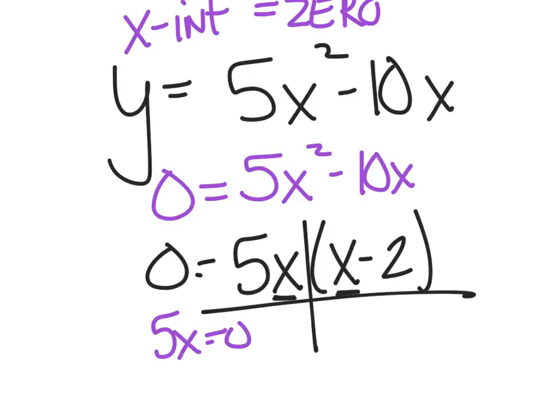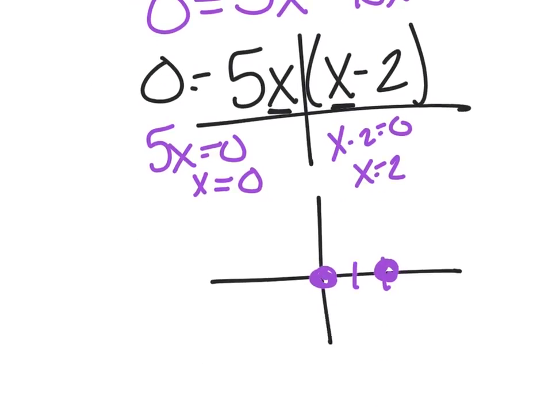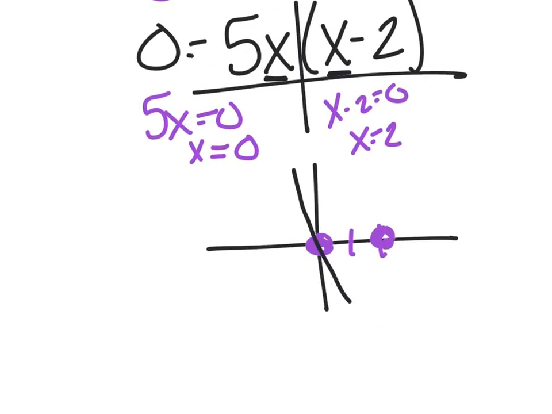5x equals 0, divide by 5. 0 divided by anybody is 0. X minus 2 equals 0, so x equals 2. So again, this is telling me that my parabola is crossing the x-axis at 0 and at 2. And it was a positive x squared, I believe, so I know my parabola is going to open upward.